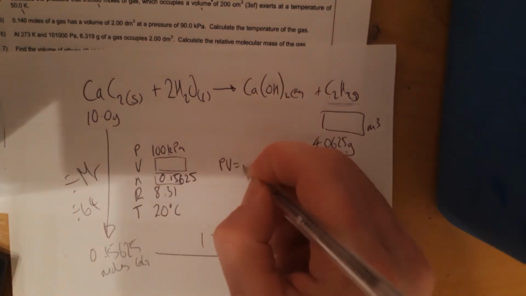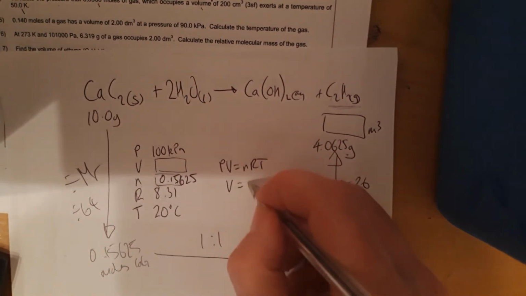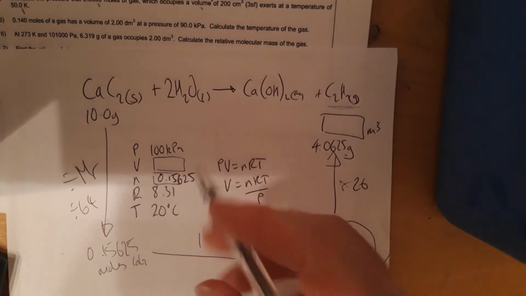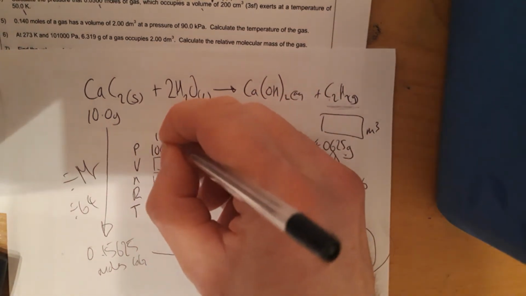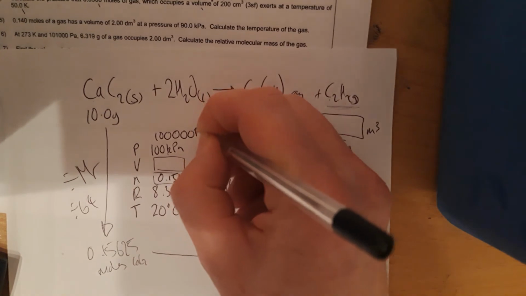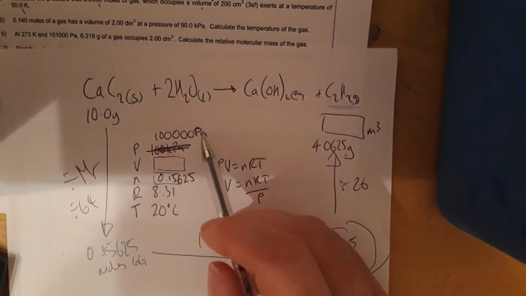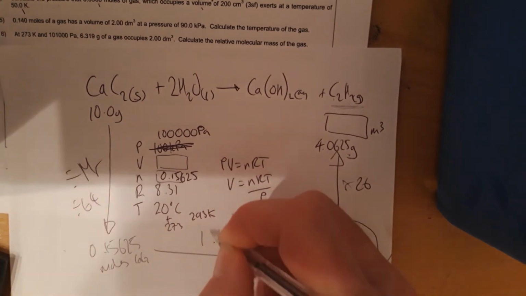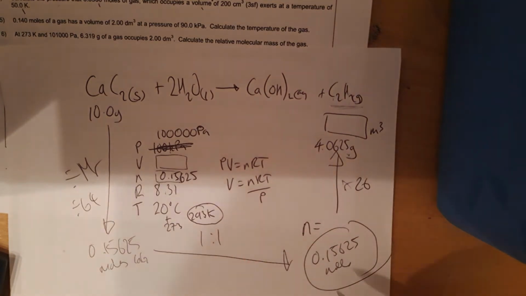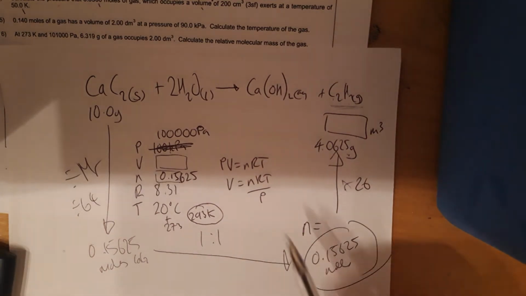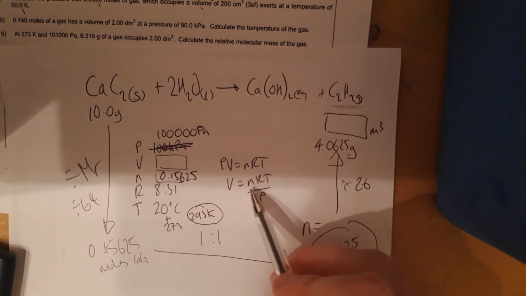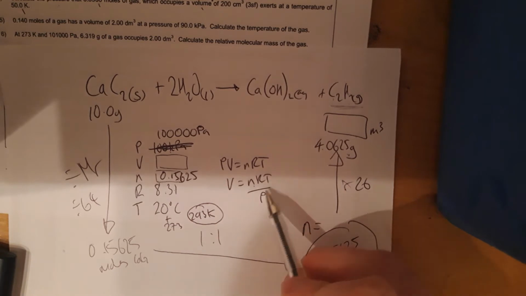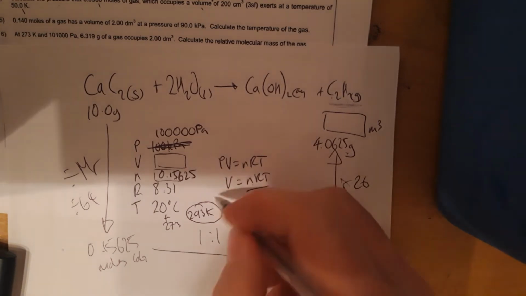So we're going to do PV equals nRT. I want to work out V equals nRT divided by P. As long as you don't fall for the tricks of the units, you should be fine. 100 kilopascals is 100 times 10 to the 3, so 100,000 pascals. 20 degrees C, you need to plus 273. That's 293 Kelvin. So all you've got to do now is put 0.15625 times 8.31 times 293 all divided by 100,000 and it'll spit out the volume for you.